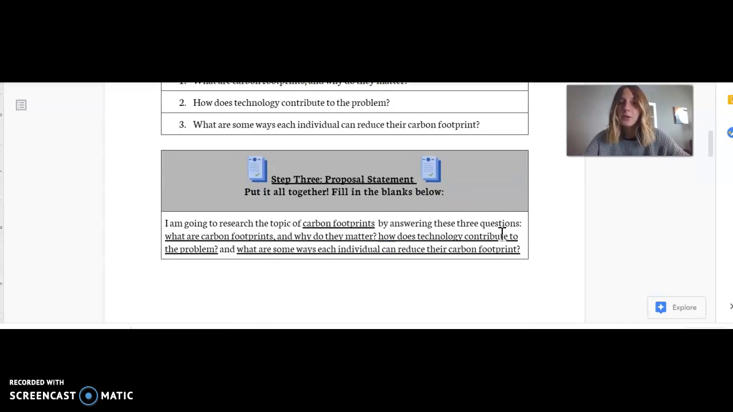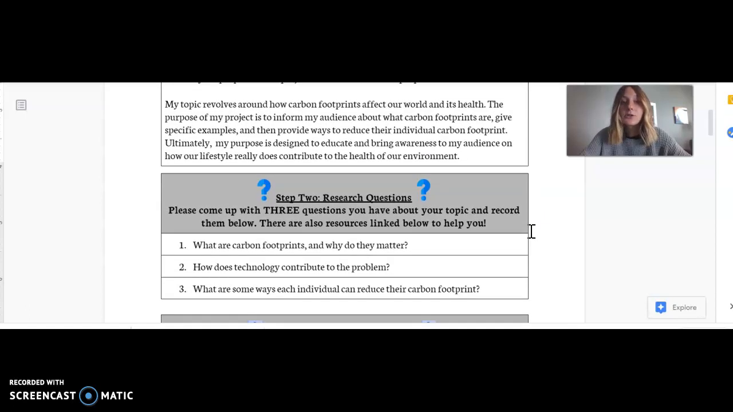Okay, step 3, put it all together. I am going to research the topic of carbon footprints by answering these 3 questions. What are carbon footprints and why do they matter? How does technology contribute to the problem? And what are some ways each individual can reduce their carbon footprint? Okay, so that's all you guys are going to be completing.